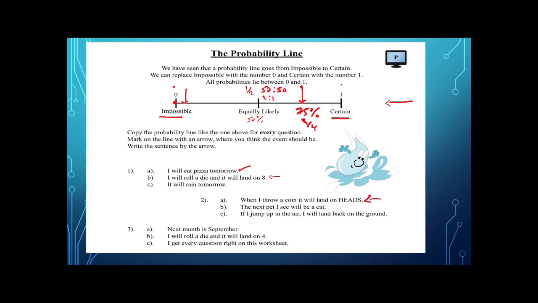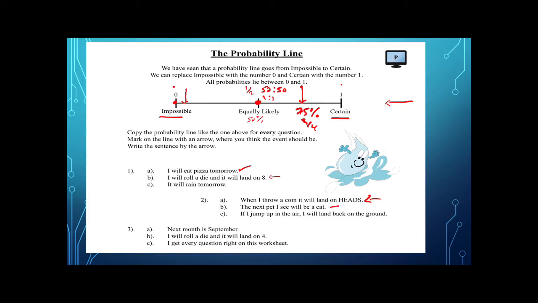This one here, when I throw a coin, it will land on heads. So a coin has a tails and a heads. If it's a normal, unbiased coin, then it's equally likely to land on heads or tails. So the chance of it landing on heads is a half.